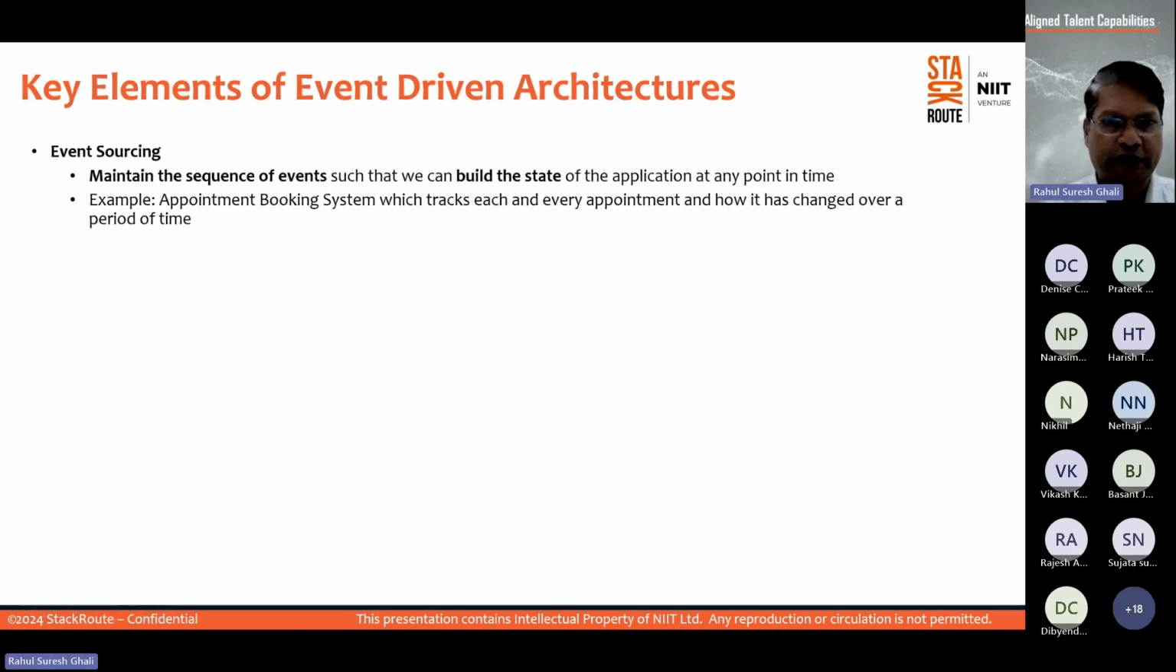So I'm going to talk about certain elements of an EDA, right? The first element that I would want to talk about is event sourcing. You might have heard this term, but for those who haven't, what's event sourcing? It's about maintaining the sequence of events such that we can build the state of an application at any point in time, right? So that's event sourcing. Now, what it means is, as and when things happen, you maintain those in the right sequence so that if need be, you'll be able to build the current state of the application again, right?